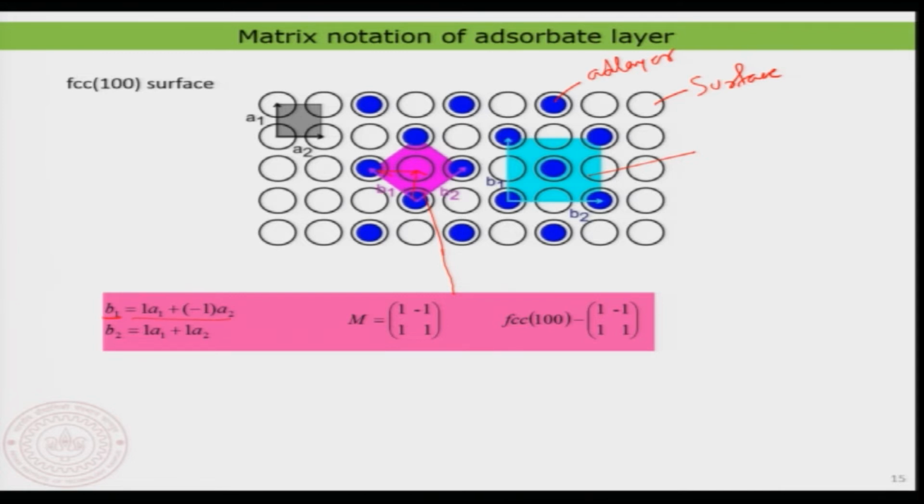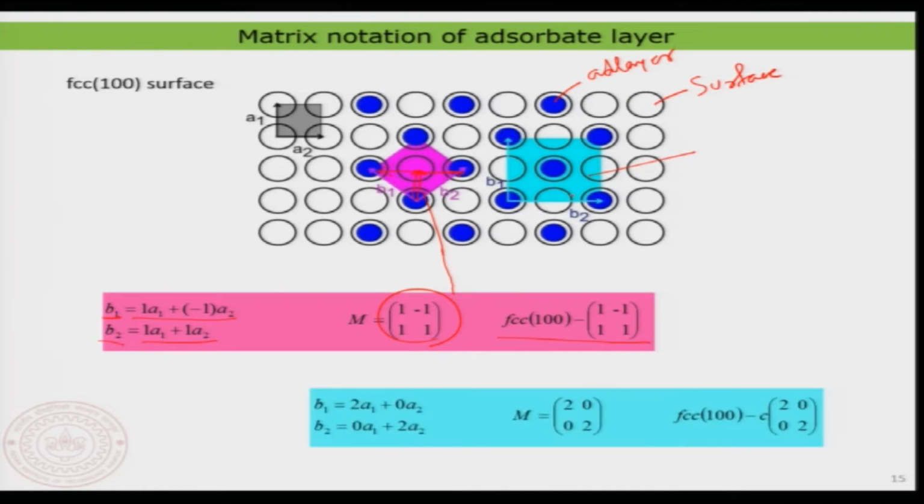So, that is the representation, and then for B2 it is 1 times A1 and positive 1 times A2. So, you would get 1 A1 and 1 A2. That means the metric notation is 1 minus 1 1 1. So, the surface can be called FCC 1 0 0 1 minus 1 1 1.